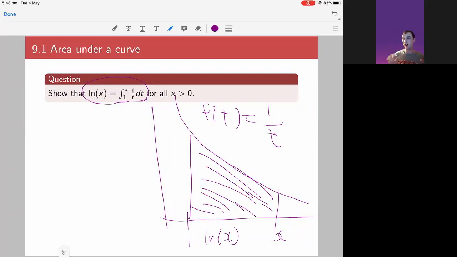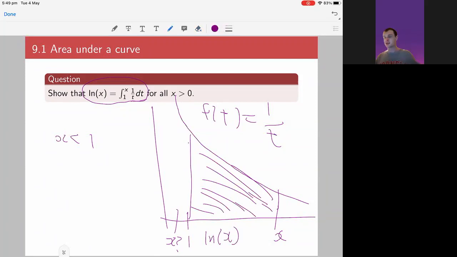Just reminding everyone that if x is less than 1, if x is down here, we still have to find the area underneath the curve, but we have to give it a minus sign because of that theorem we saw before. But this makes sense, because if x is less than 1, we know that the logarithm is negative, so it all still works out.